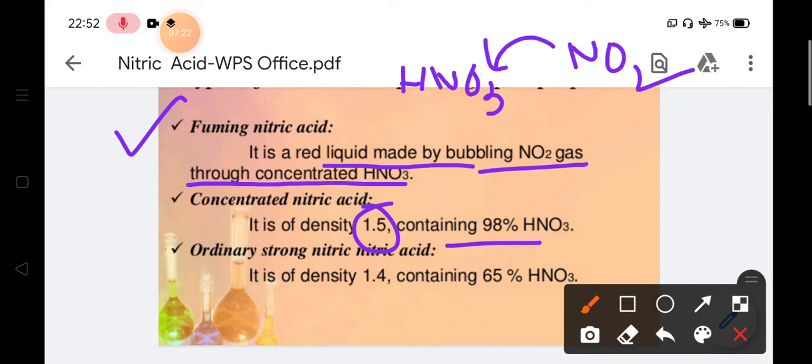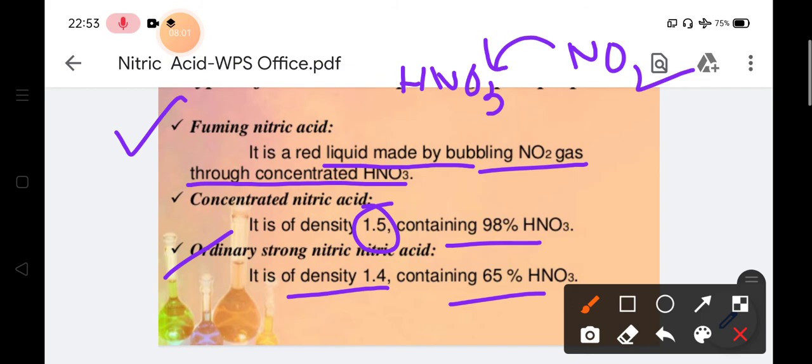And the last type is ordinary strong nitric acid. So we have three types of nitric acid. Fuming nitric acid is prepared by bubbling NO2 gas in HNO3. The concentrated nitric acid is a strong HNO3 which contains 98% of HNO3 and has a density of 1.5. The last one is ordinary strong nitric acid, which has a density of 1.4, less than the concentrated nitric acid, and contains 65% of HNO3.